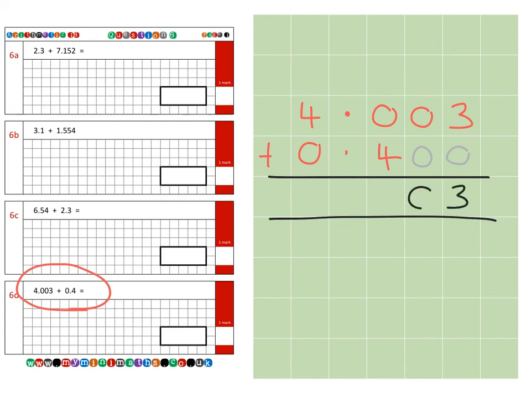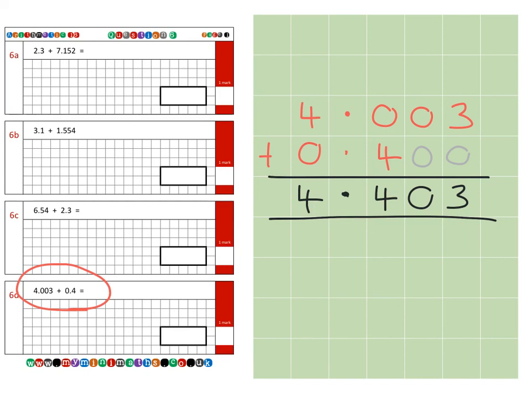We have nothing in the hundredths column. 0 tenths add 4 tenths, it's 4 tenths. Line up that decimal point, and then we have 4 units add nothing, or 0 units, so that gives us 4 units for a final answer of 4.403.